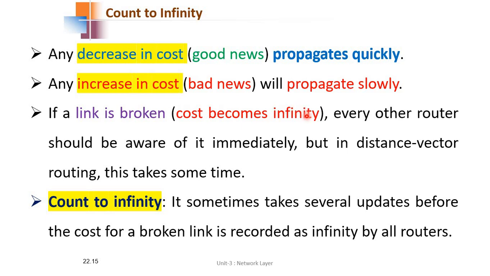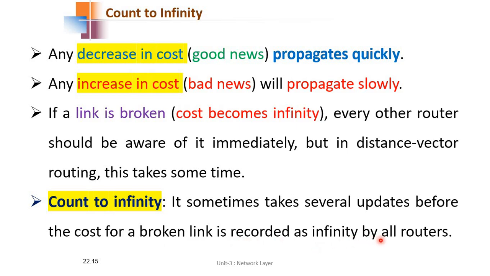Okay, so all this information is supposed to get updated in your respective vector table immediately. Whenever you get the information, it's supposed to be updated immediately. So what does count to infinity mean? Count to infinity is nothing but that it sometimes takes several updates before the cost for a broken line is recorded as infinity by the router.